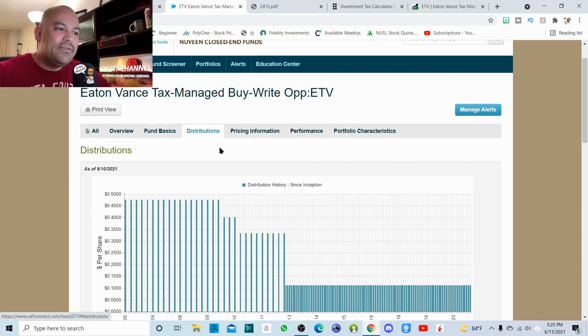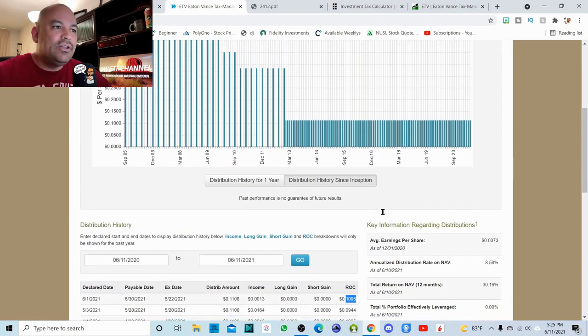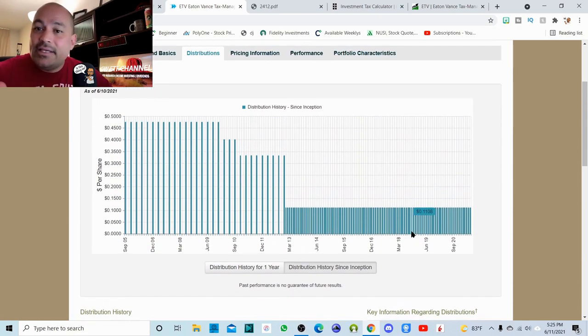That's why you'll see right here, return of capital, 10 cents, 9 cents. The majority of their distributions recently have been return of capital. And return of capital is a distribution classified as tax-free to the shareholder. So that's important. And one thing you want to look at when you're looking at return of capital and these funds is their net asset value.